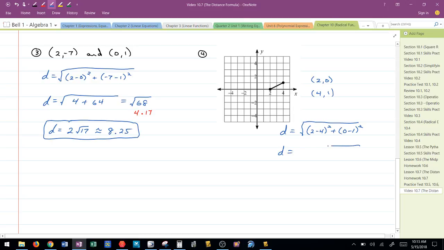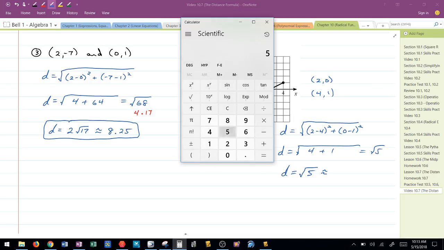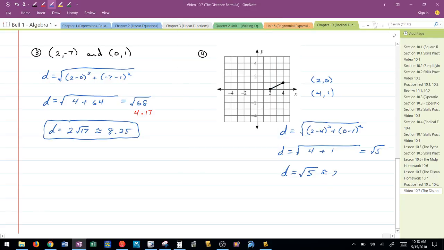So the distance is equal to negative 2 squared, which is 4, plus negative 1 squared, which is 1, which gives me the square root of 5. I can't simplify the square root of 5, so in radical form it's radical 5. But I can approximate it. The square root of 5 approximates to 2.24, rounded to the nearest hundredth.